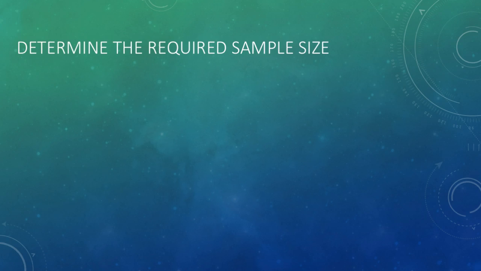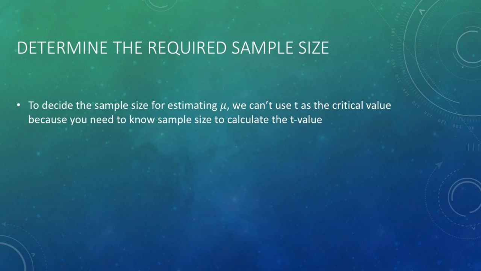So anyway, the last part is figuring out the required sample size. If you're working with means, and if you want to design a study as a researcher to figure out the correct sample size, you need to be able to do all of this math. To decide the sample size for the mean, we actually cannot use a t-value as the critical value because t is reliant on knowing the sample size for the degrees of freedom. So what we have to do is we just have to use the normal critical value as an estimate.